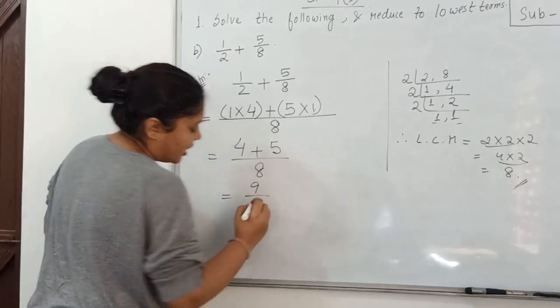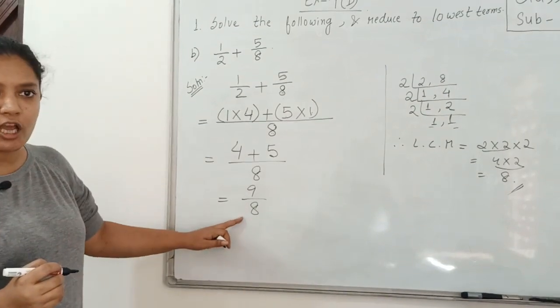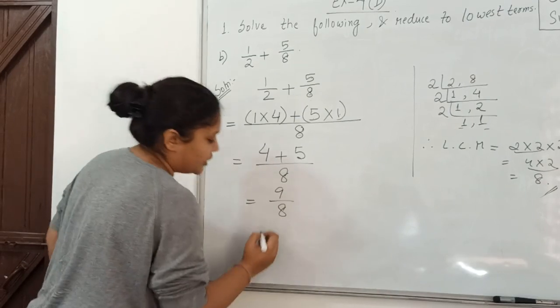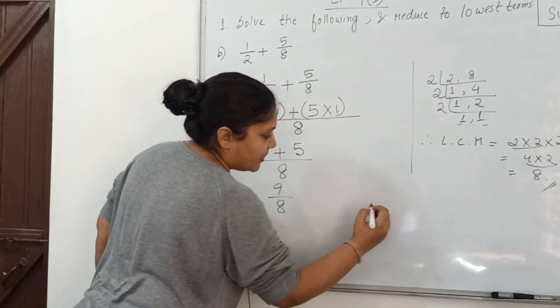9 by 8. Now see, 9 by 8 is an improper fraction. We cannot keep the answer as an improper fraction. So what do we have to do? We have to change it into a mixed fraction. How to change it into a mixed fraction?